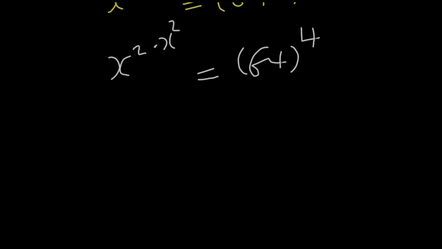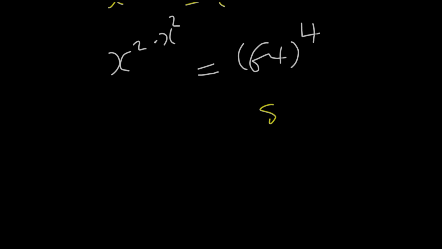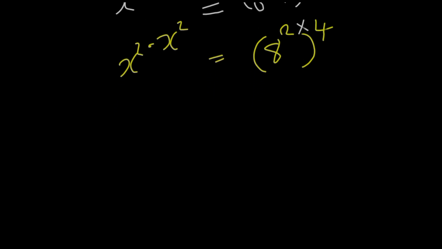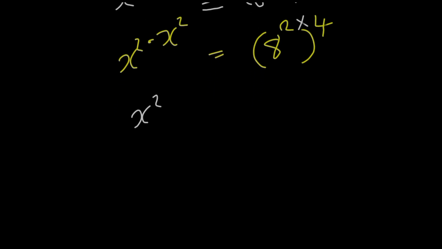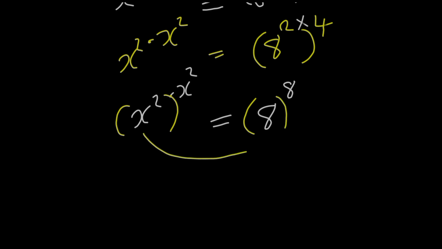And also we can rewrite 64 as 8 to the power of 2 and all to the power of 4. And this equals x squared times power of x squared. Also 2 multiplies 4, and we have x squared times power of x squared equals 8 to the power of 8. Now, by observing the equation closely, we can therefore deduce that x squared equals 8.